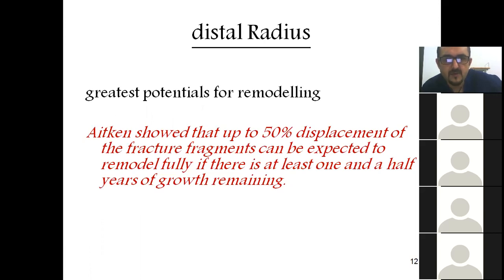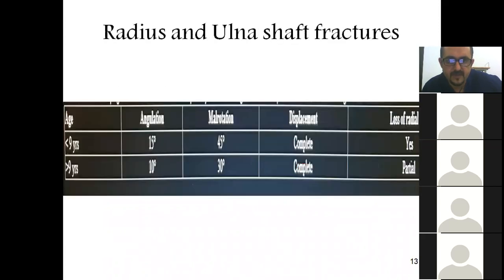The greatest remodeling potential is in the distal radius. And Aitken showed that 50% displacement of the fracture fragment can be expected to remodel completely if there is at least 1.5 years of growth remaining. So 9 years, 10 years, 11 years, 13 years, 14 years, these patients can remodel. I'm talking about a boy. If a girl comes, then it should be up to 12 years. So they can remodel effectively.